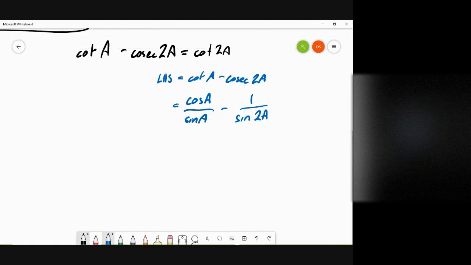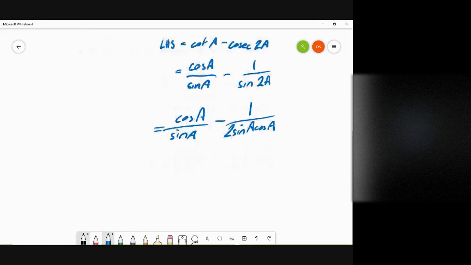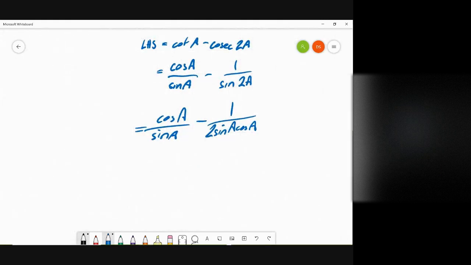And then what? Make them both into the same fraction by multiplying the cosine A by sine 2A. Do I want to do that though? Not sure. Okay. Before I do, look at this double angle. Can I do something interesting with it? Or you can make it the 2 sine A cosine A. Yeah. Let's do that. Minus 1 over 2 sine A cosine A. Now what can I do?